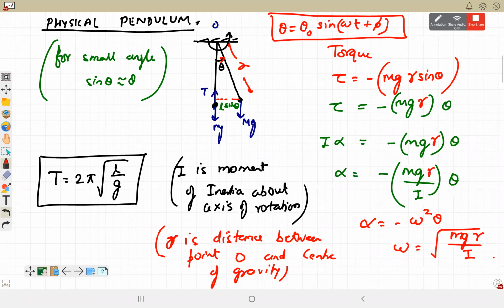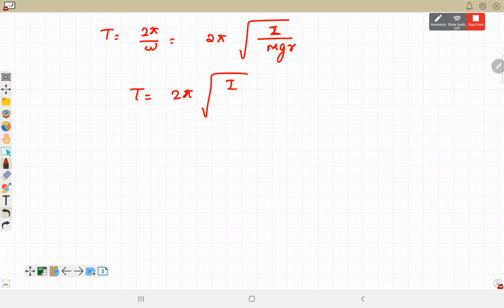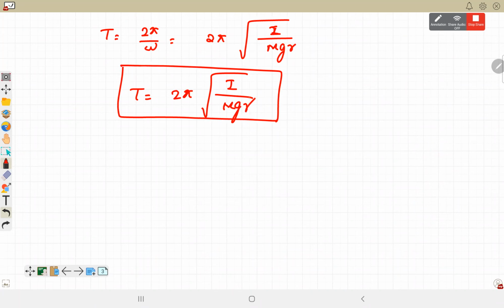So 2 pi root I by mgr, that's the formula for the time period of this physical pendulum. 2 pi under root of I divided by mgr. Any physical pendulum, any shape of pendulum, we can find the time period by applying this formula. Whether it is a particle, a rod, or a disk.